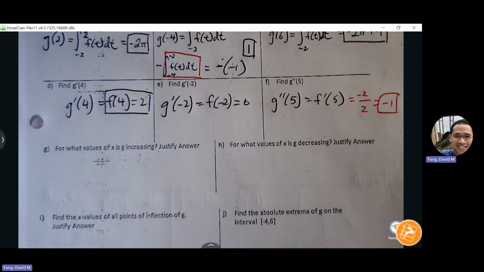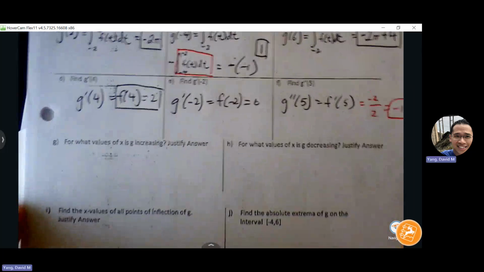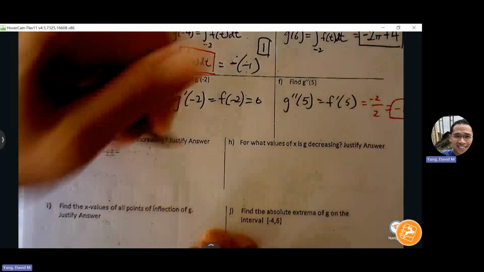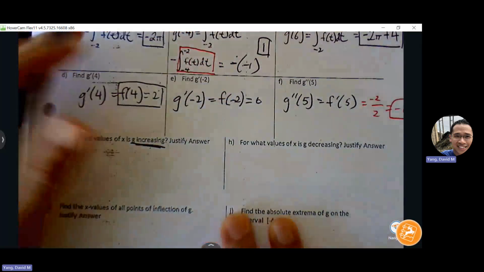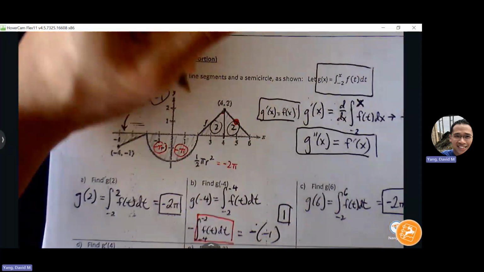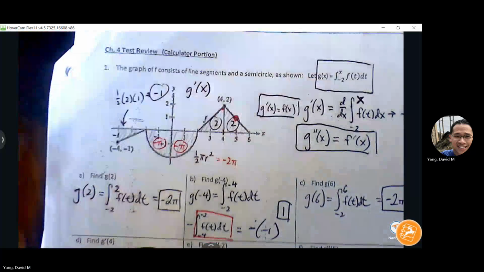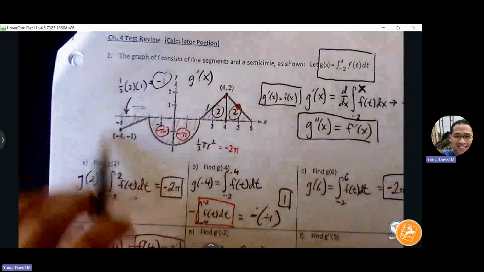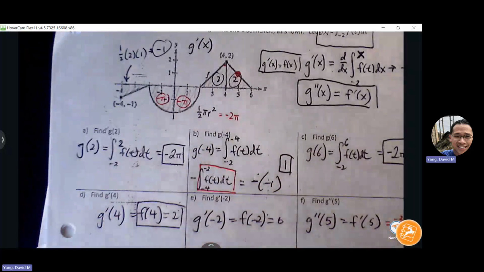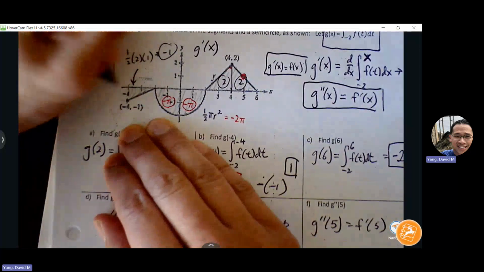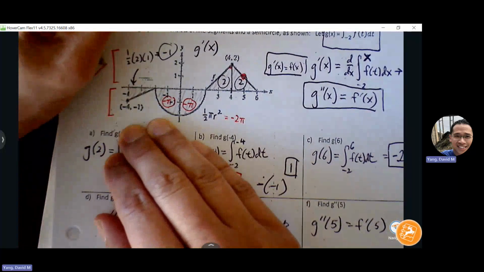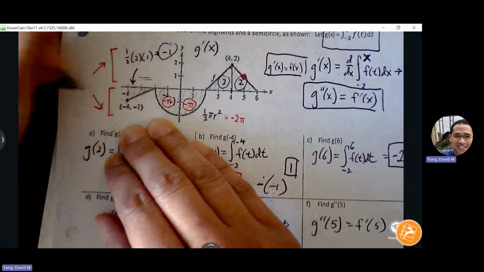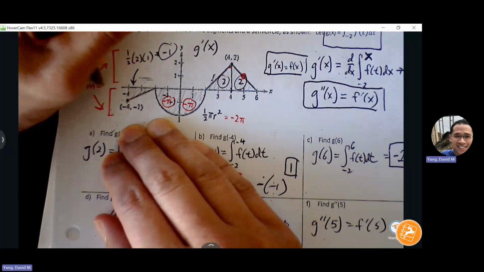Okay, part G, for what values of x is G increasing? We have to create our G prime sign line, right? This is the G prime graph. We can't just say, okay, this is increasing, that's increasing. This is not the original G graph. This is a G prime graph. So we have to gather our slope information from the G prime graph. So let's label what we're working with here. Above the x-axis is positive slope. Below is negative slope. On the x-axis is slope 0.